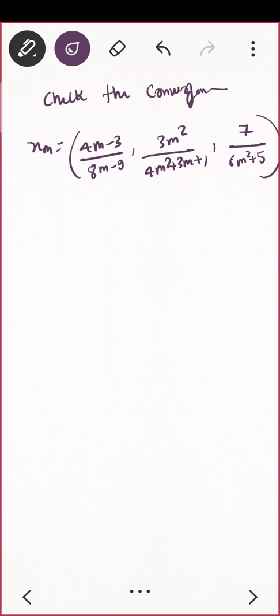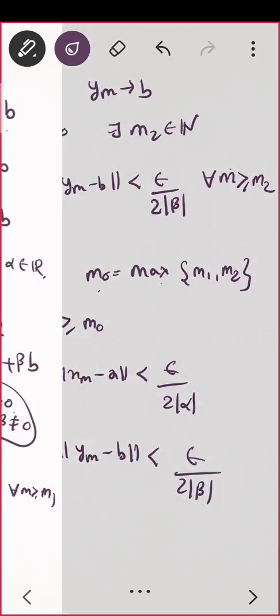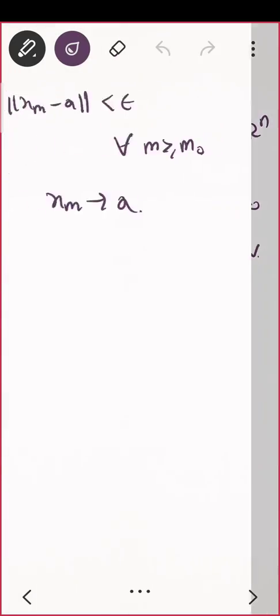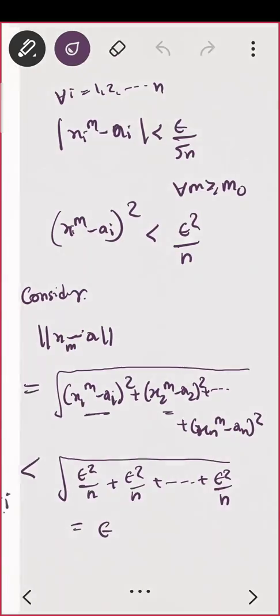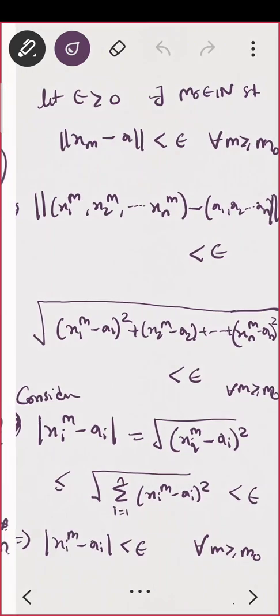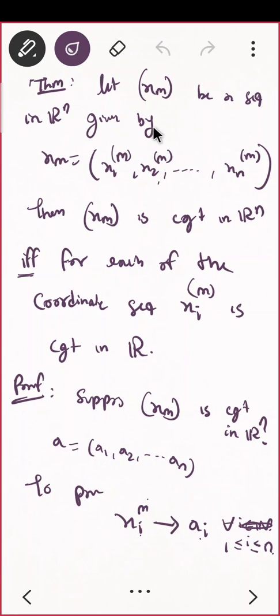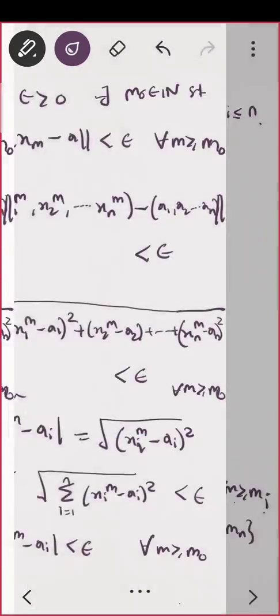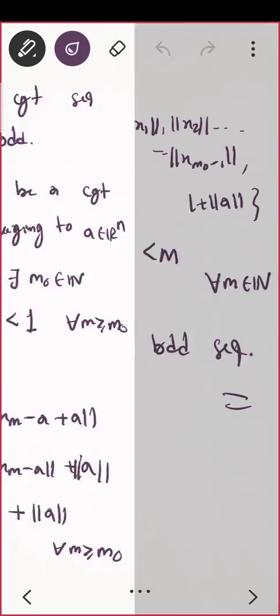Correct. Do you remember one theorem we proved? Let me show you the statement. Read the statement. Your sequence xm, where xm is x1, x2 like that, is convergent if and only if each of the coordinate sequence is convergent. Correct. This is convergent, this is convergent, this is convergent. So that will be good to prove this one.